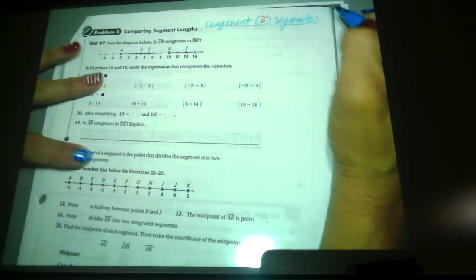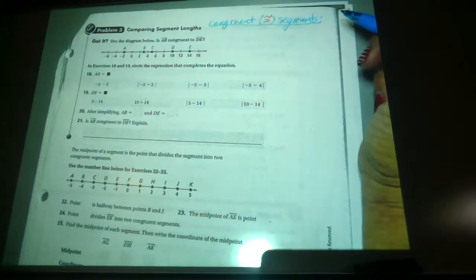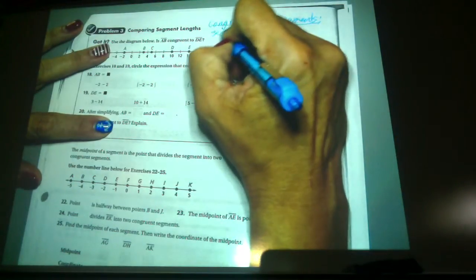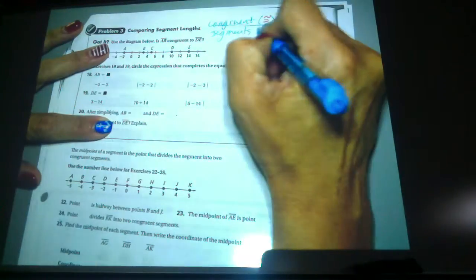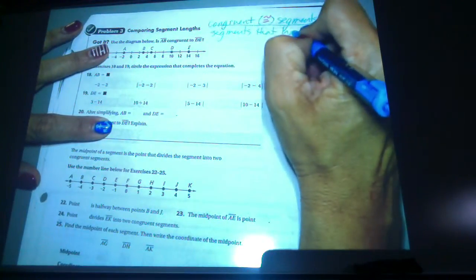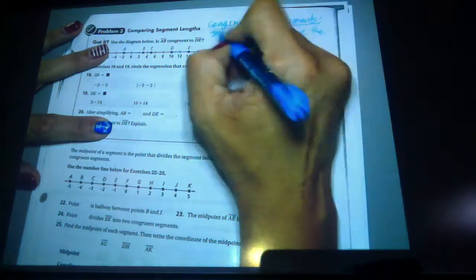This is a definition. It should be a flashcard that you make. Congruent segments are segments that have the same length.